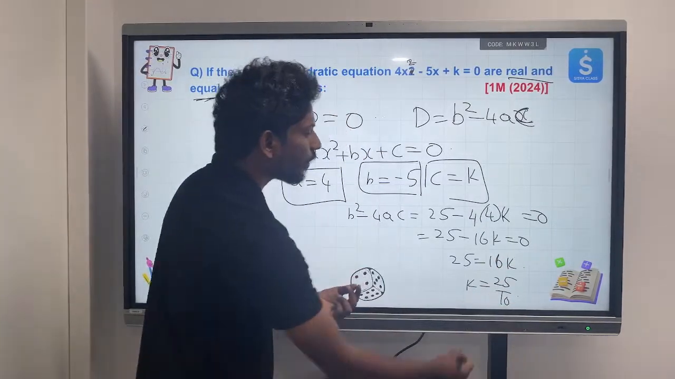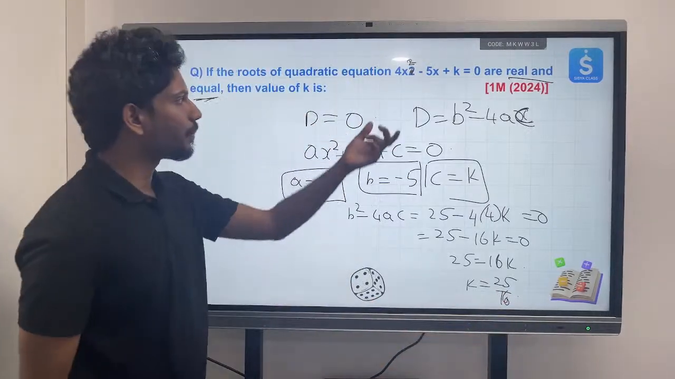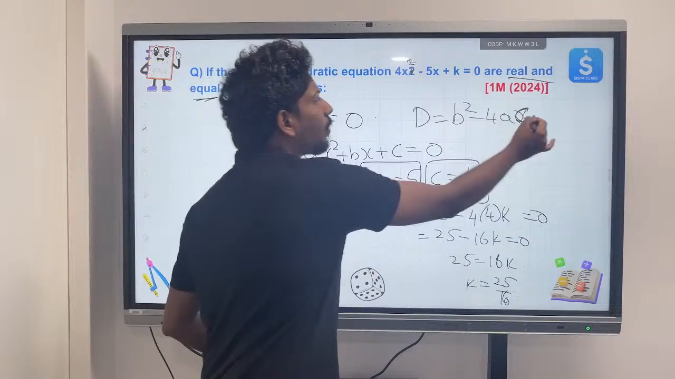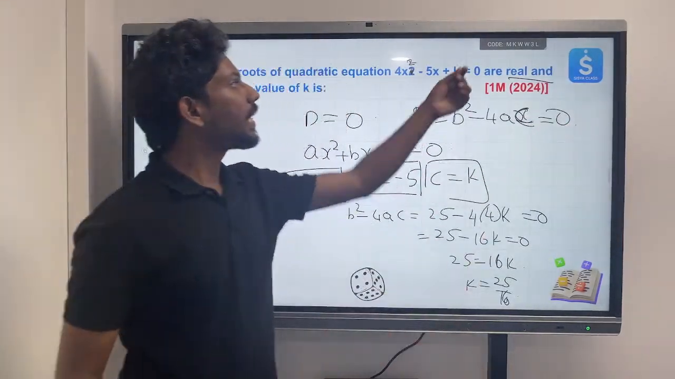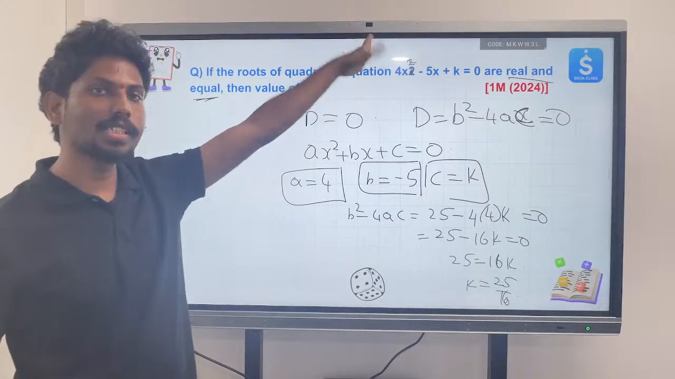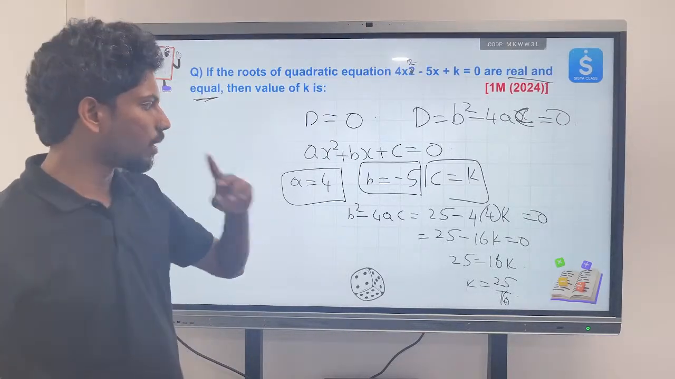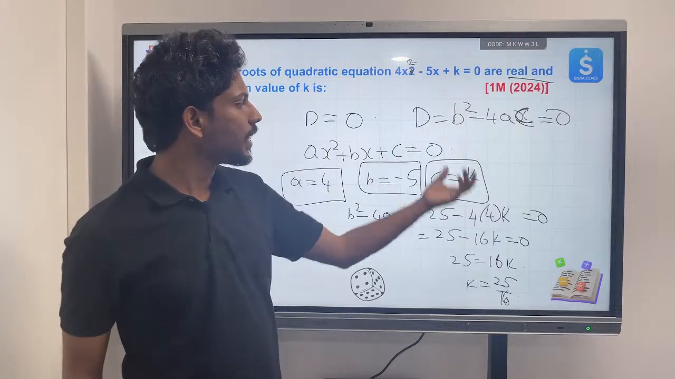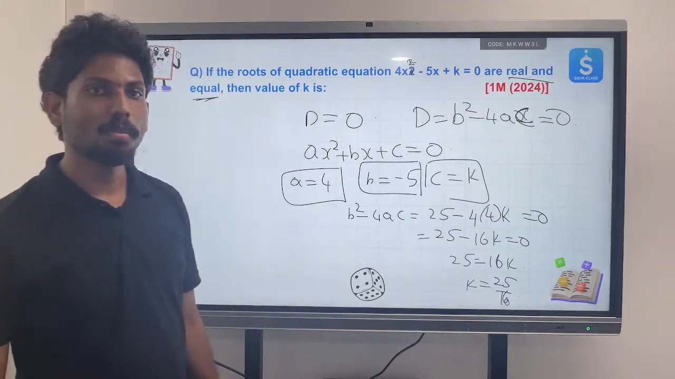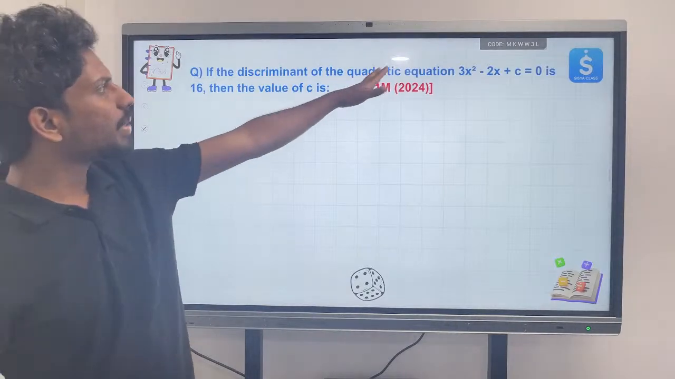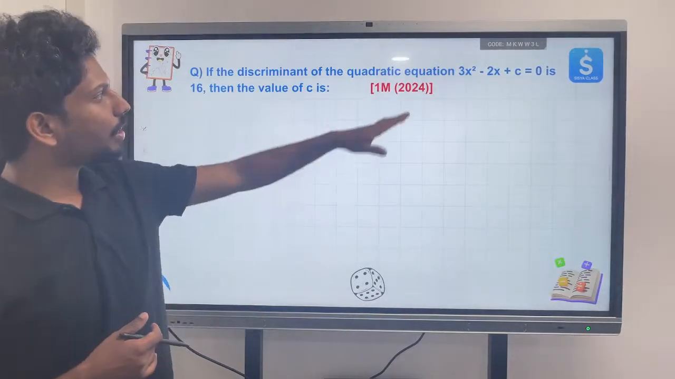Simple. So if you just understand the concept, that is, if it is real and equal, that means discriminant equal to 0. Suppose he said that real and distinct, then d is greater than 0. If he is saying there is no real root, then d is less than 0. So just by using this concept, we can find out the value of k using these key points, right?